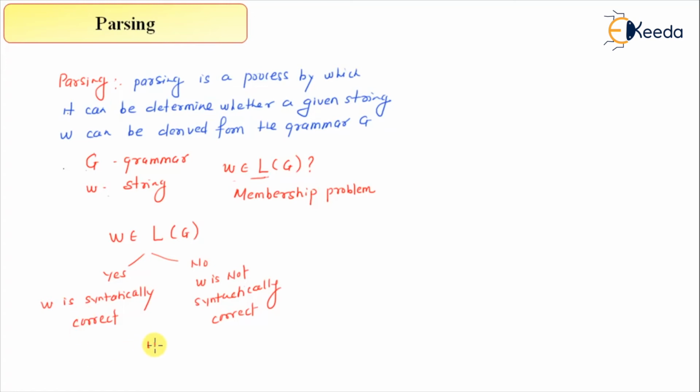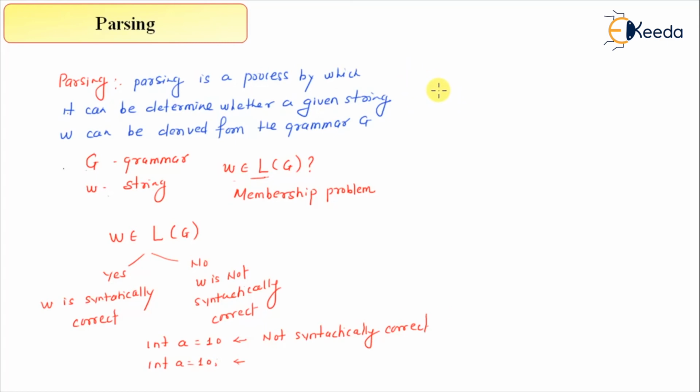Suppose I say just int a is equal to 10 and forget to put a semicolon, then it's not a correct statement, not syntactically correct. But if I write int a is equal to 10 and then put a semicolon, then this one is the correct one. So that is the process that we are going to learn, how we can identify whether this W is an element of the language generated by the grammar.